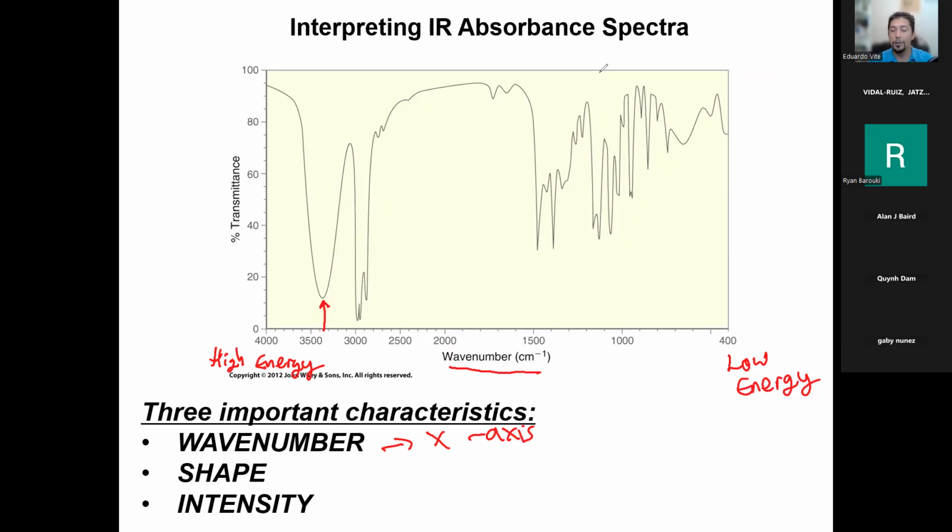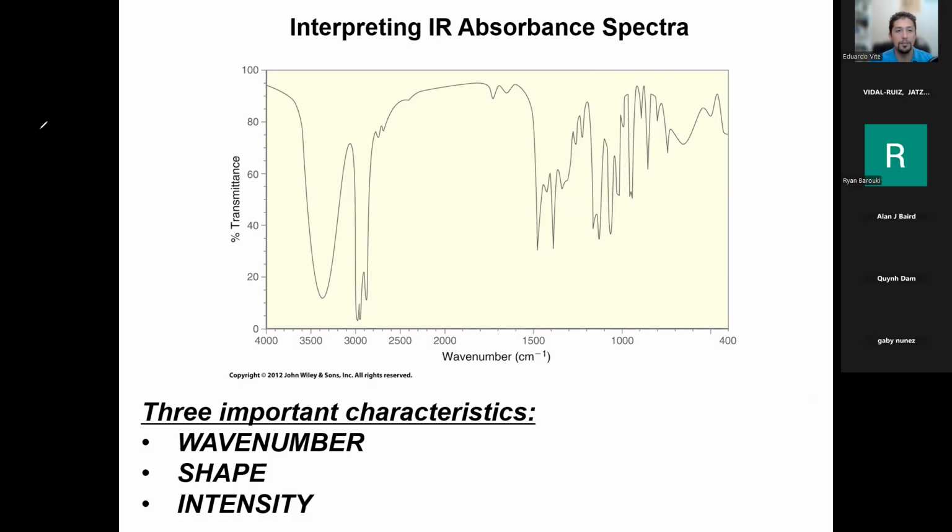Okay? So we look at wave number, that's your x-axis, it's energy: low number, low energy, high number, high energy. Then we look at the shape. And by shape, we mean what does it actually look like? We have very specific words to talk about shape.